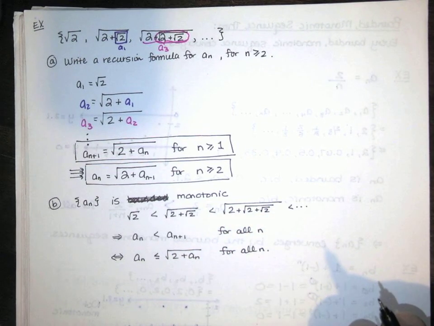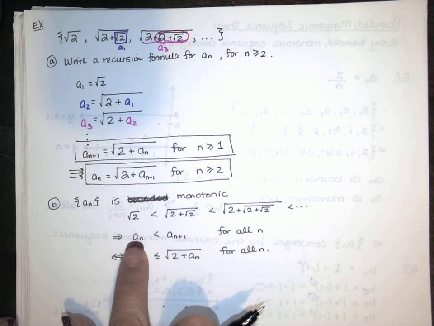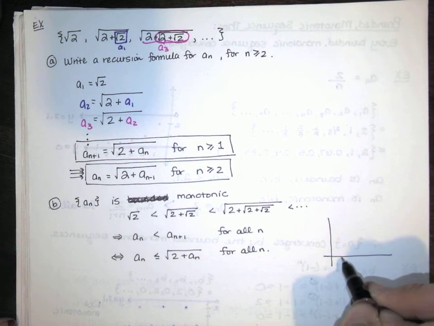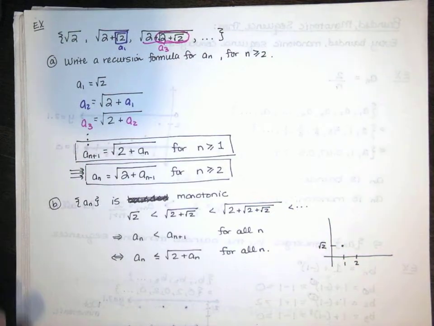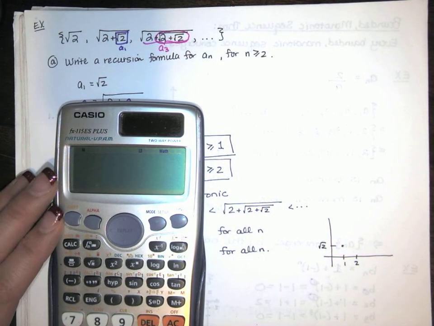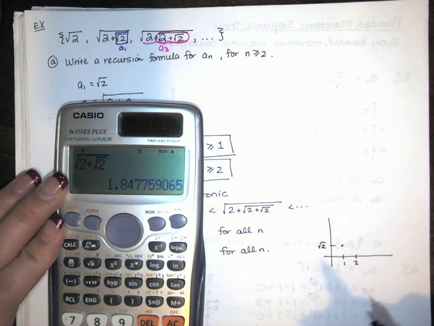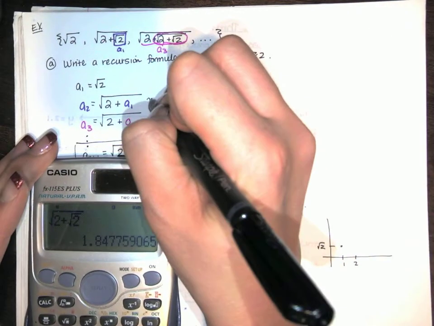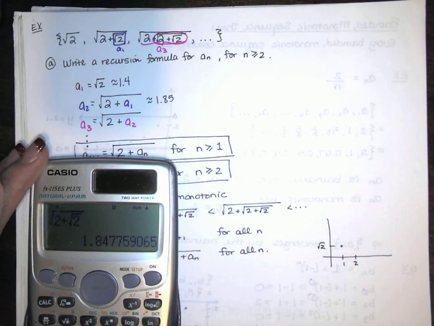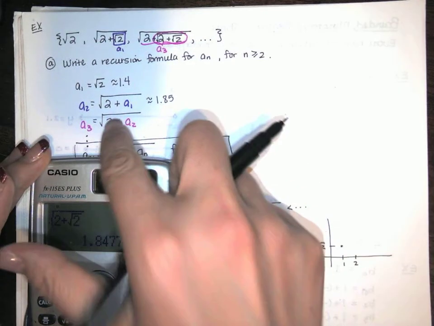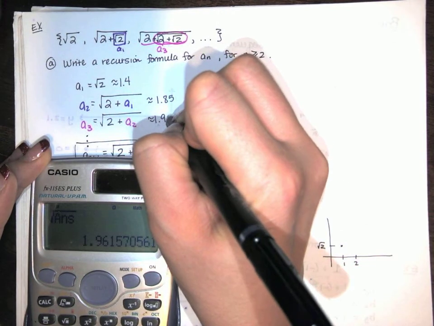Okay, now I also want to show that it's bounded. Well, if it's behaving like this, one's always greater than the last one. At n equals 1, we get square root of 2. At n equals 2, we get square root of 2 plus root 2. I don't know what that is off the top of my head, so I'm just going to use my calculator for that. That's about 1.85. And square root of 2 is about 1.4. And then to get A sub 3, I'm going to add 2 to that and then take the square root. And so I get about 1.96.